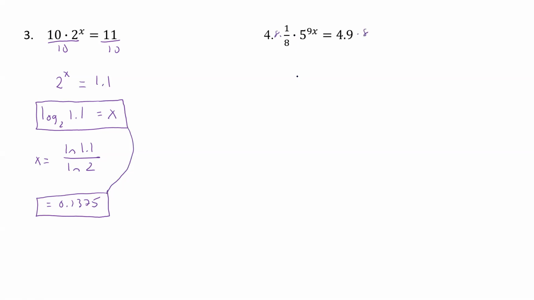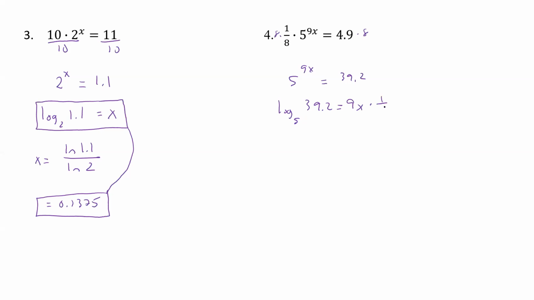Okay. And so then I have 5 to the 9x equals 4.9 times 8. I'm just going to do that on my other calculator here. 4.9 times 8, and that's 39.2. All right. So continuing on with that, we're going to do just like we did before and say, okay, well, we have log base 5 of 39.2 is equal to 9x. 5 to the 9x equals 39.2.